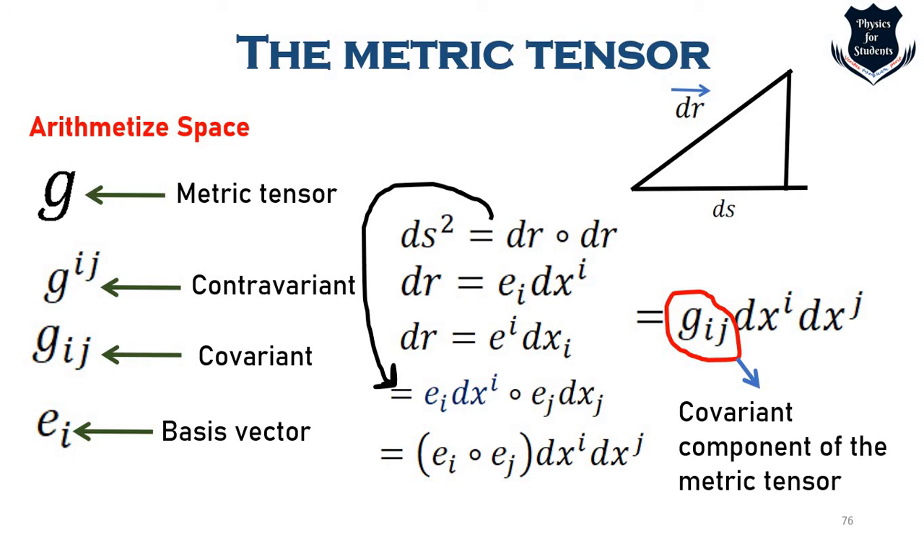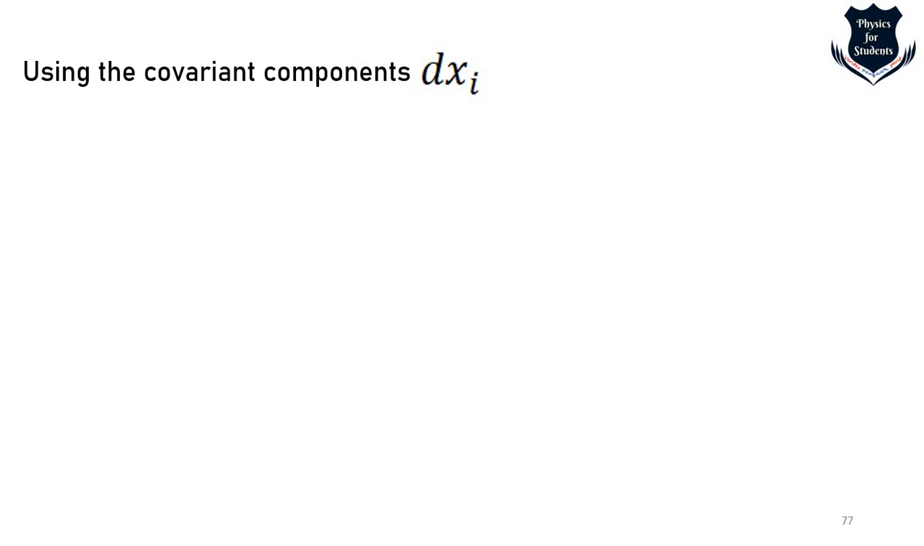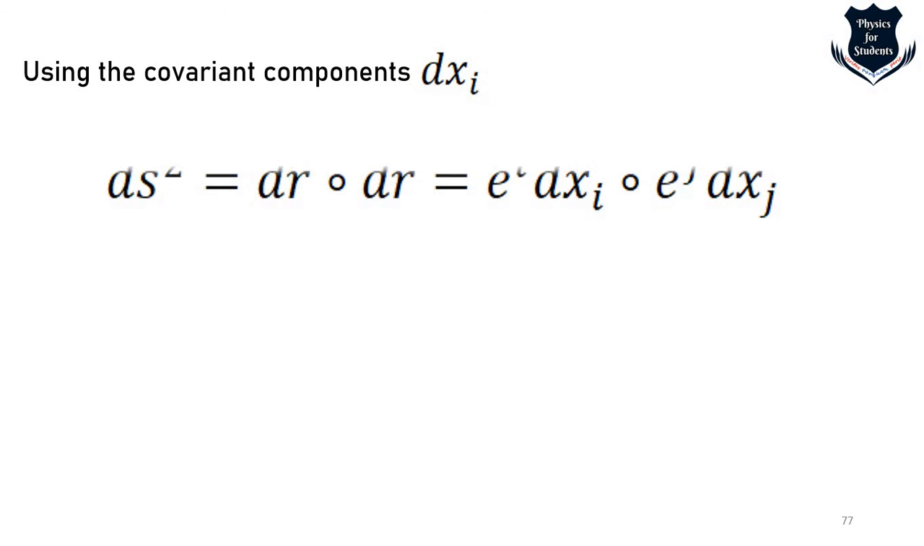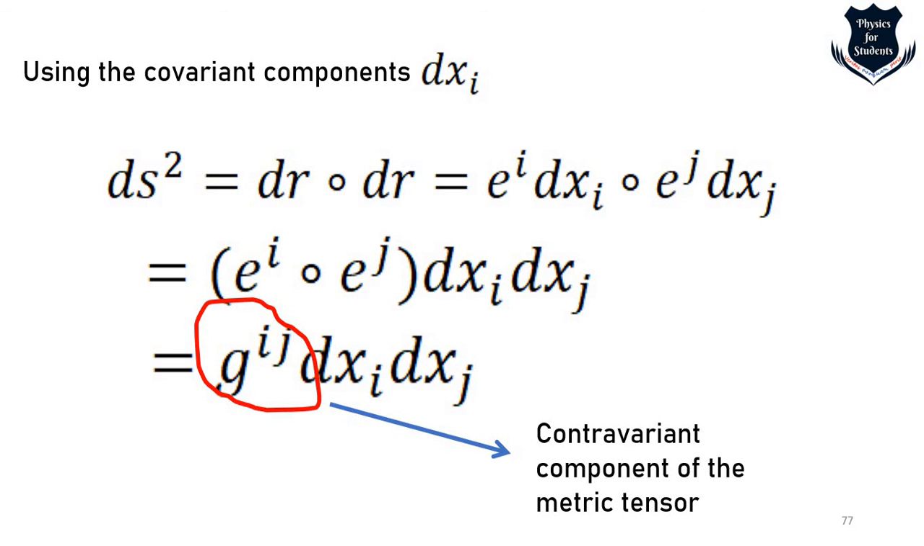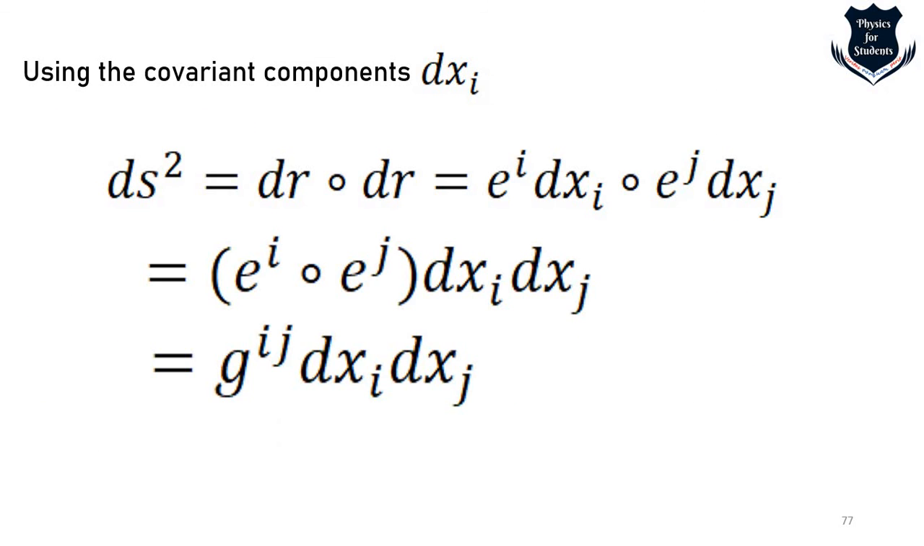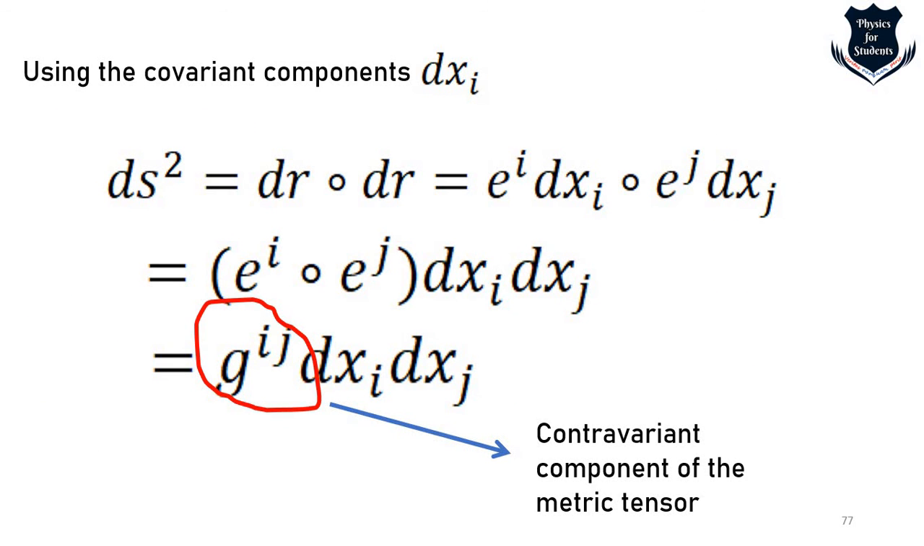Now we take things further. Using the covariant components, we can write this on both sides, which leads to this, right? And what we get is the contravariant component of the metric tensor. So here we have used the covariant, and this one we got the covariant component, and now we got the contravariant component tensor.